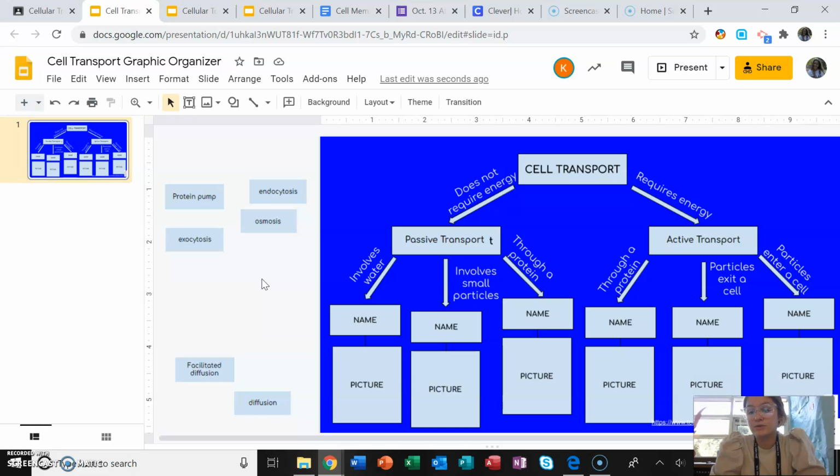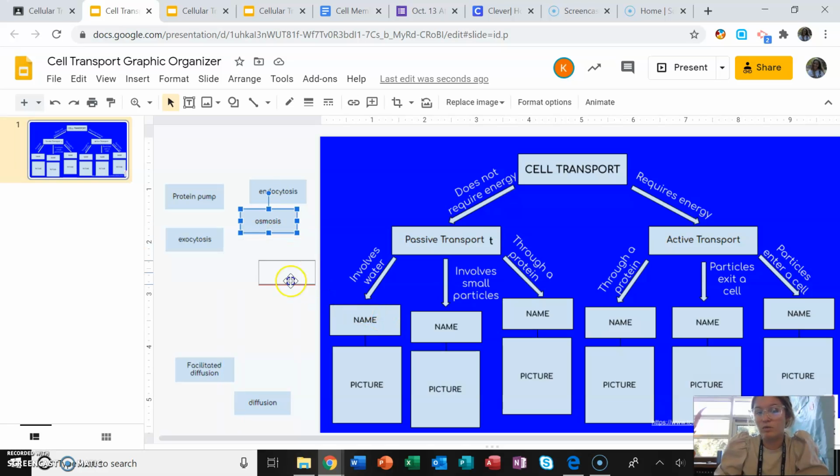I'm going to start working left to right, but because I've already done this quite a few times just today alone, I am going to kind of weave my way through the graphic organizer. So first I see on the far left with passive transport, there's a type of passive transport that involves the movement of water. Well, we only talked about one type of transport that involved the movement of water, and that was osmosis.